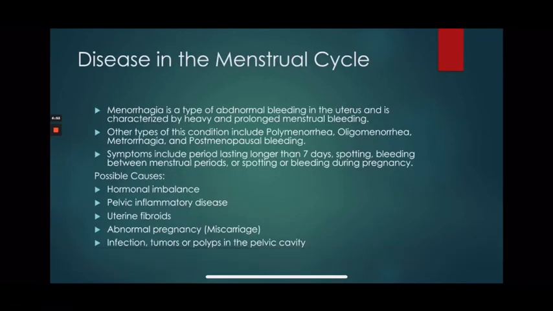A common disease in the menstrual cycle is menorrhagia, which is a type of abnormal bleeding in the uterus and is characterized by heavy and prolonged menstrual bleeding. Other types of this condition include these 4.